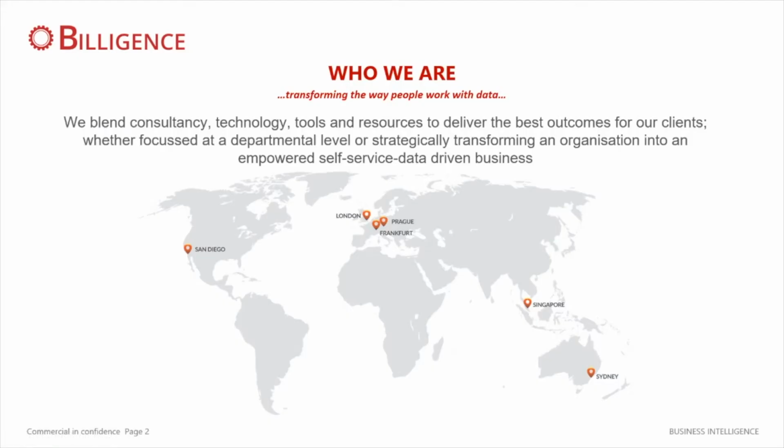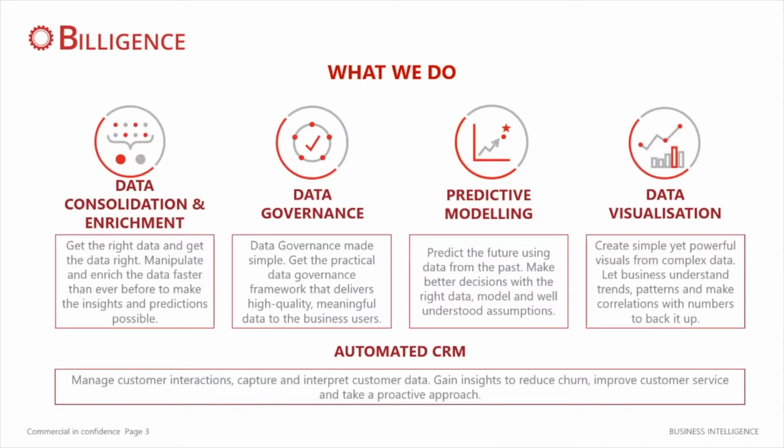Okay, first things first, who we are. We are a consulting firm across the globe, and we deliver tailor-made client solutions to various industries. What do we do in specific? Some of our key capabilities are data visualization, predictive modeling, data governance, and obviously data consolidation. We also do some automated CRMs, and we specialize in a lot of these different dimensions, I would say.